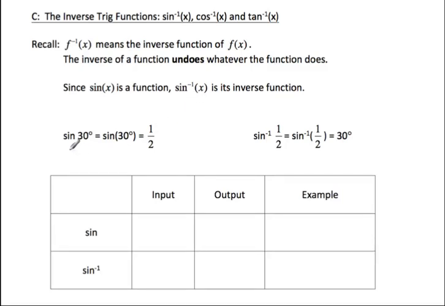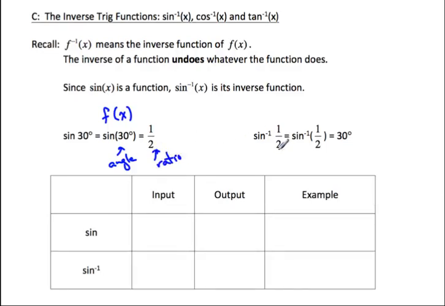In other words, if sine of 30 degrees equals a half, which it does, we can write that like this. Often it's helpful at this stage to put brackets around the 30 degrees to separate out the name of the function, the sine function, from the input, just as we did with function notation where f is the name and x is the input. So sine of 30 degrees is equal to a half.